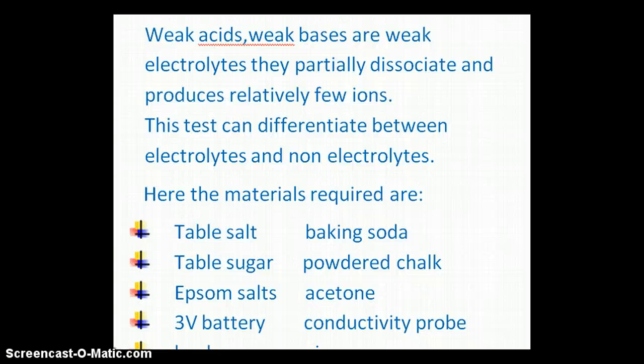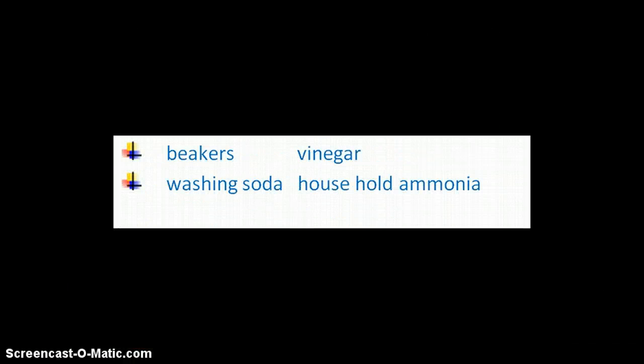This test can differentiate between electrolytes and non-electrolytes. Here the materials required are table salt, table sugar, Epsom salt, a 3-volt battery, baking soda, powdered chalk, acetone, and a conductivity probe. In addition to those, beakers, vinegar, washing soda, and household ammonia are also used.